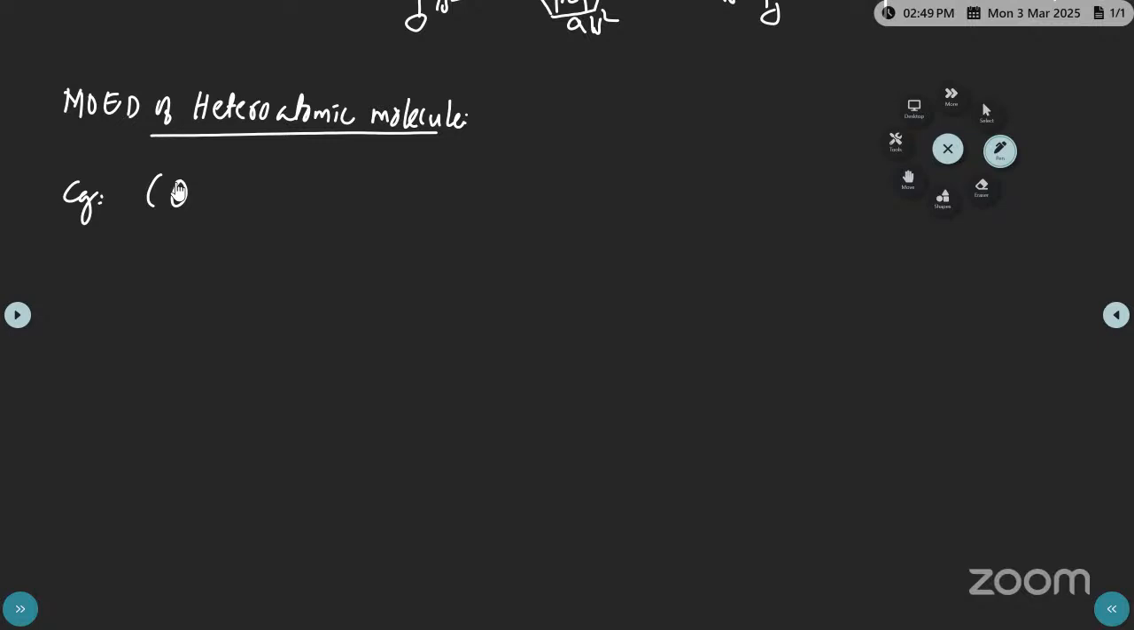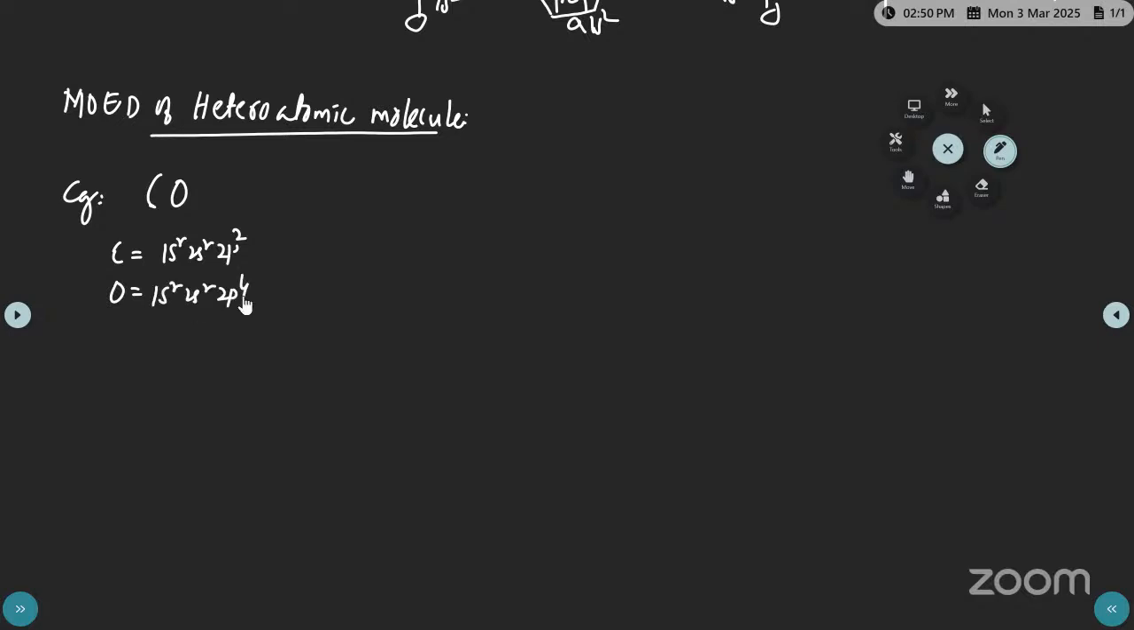See here, two types of atoms are there. In carbon, how many electrons are there? 1s2, 2s2, 2p2. What is the atomic number of carbon? 6. So 6 electrons are present. And oxygen is 1s2, 2s2, 2p4.